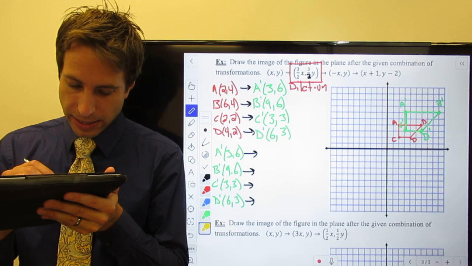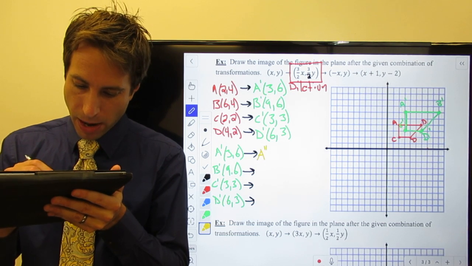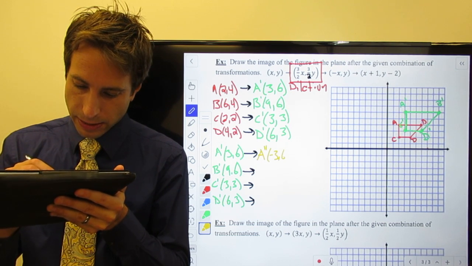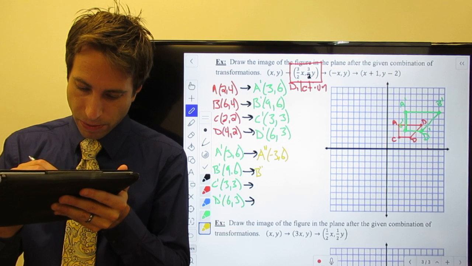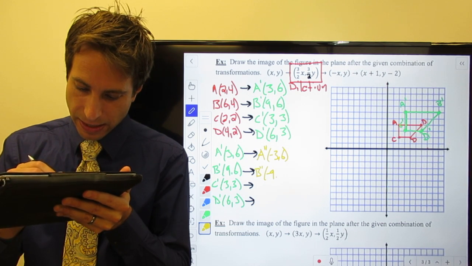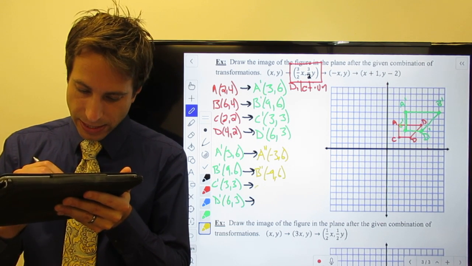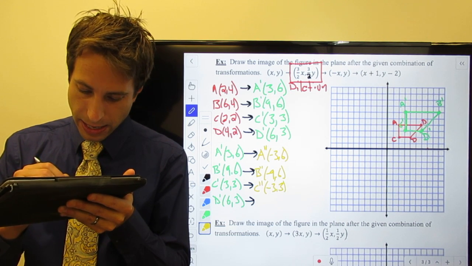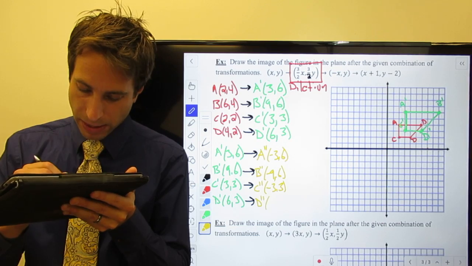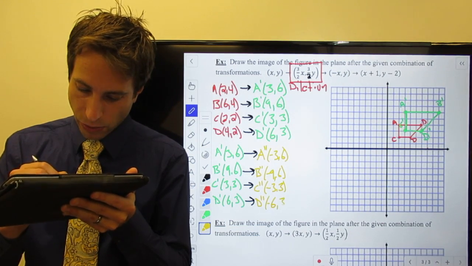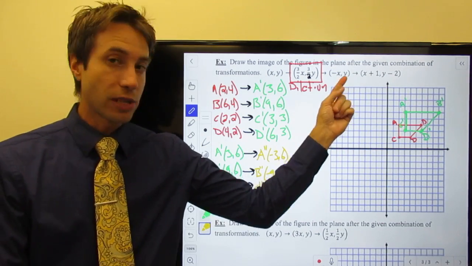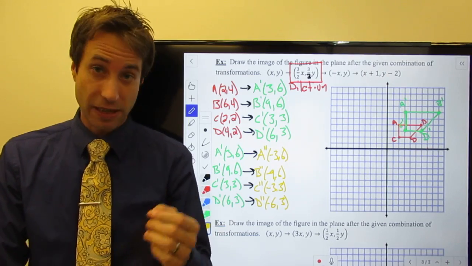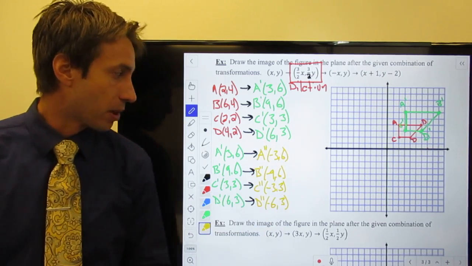Easy. So A double prime is going to be negative 3, 6. B double prime is going to be negative 9, 6. C double prime is going to be negative 3, 3. And D double prime is going to be negative 6, 3, right? In order to apply this transformation, you just make the x coordinate negative. That's all you're doing. And plot those points.